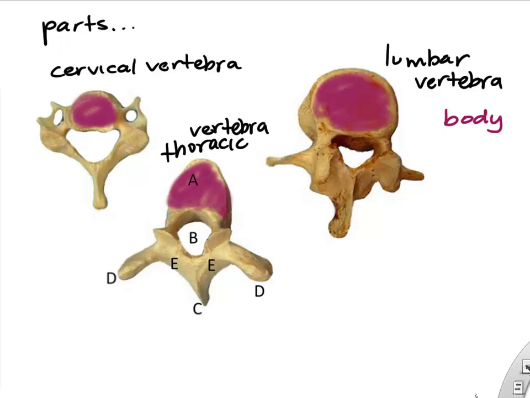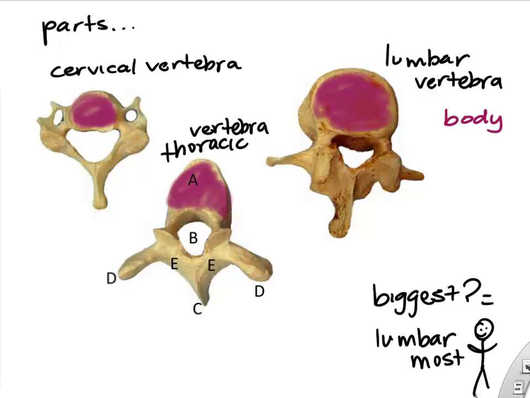Every vertebra has a body. The body's the thickest weight-bearing part. Obviously, the biggest bodies will be found on the lumbar vertebrae since they hold most of your body weight.